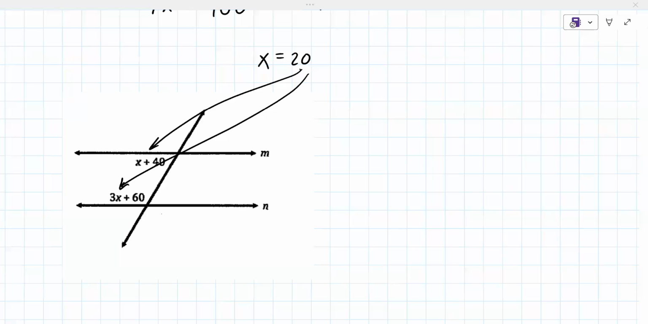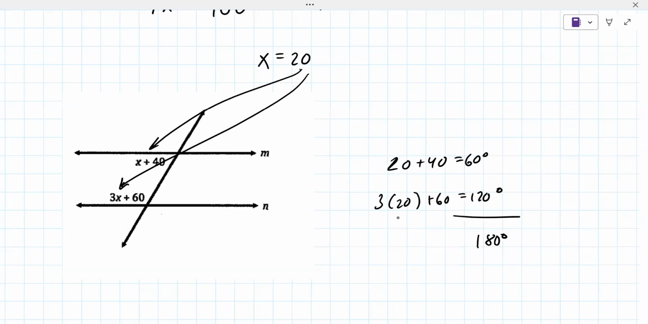So the top one is 60. Okay, and the bottom one would be, let's see, 20 times... and also be 60 plus 60. Let's see. 120. Excellent. So you add them together and get 180. Okay. Right, good.